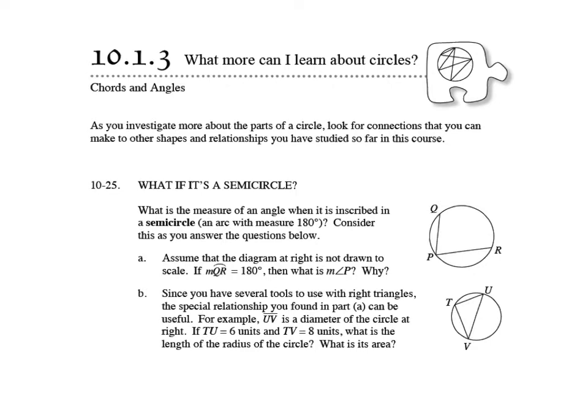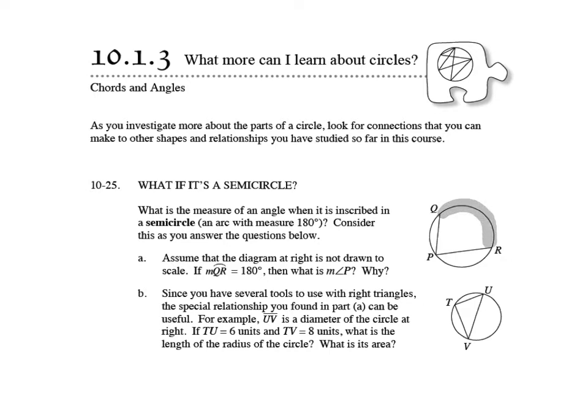So our first problems are going to come from section 10.1.3 in your text. It says as you investigate more parts of the circle, look for connections that you can make to other shapes and relationships you've studied so far in this course. So the first problem has us looking at a semicircle. It says, what is the measure of the angle when it is inscribed in a semicircle?